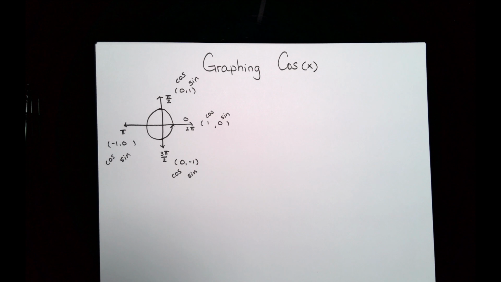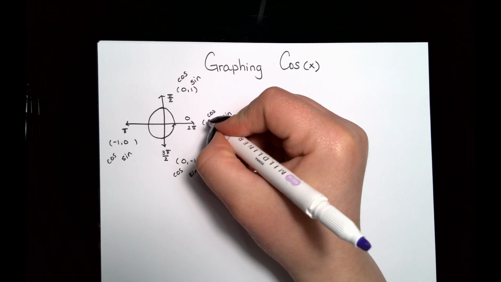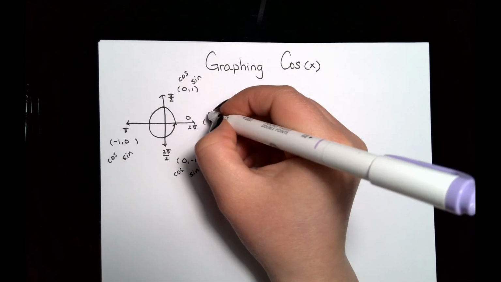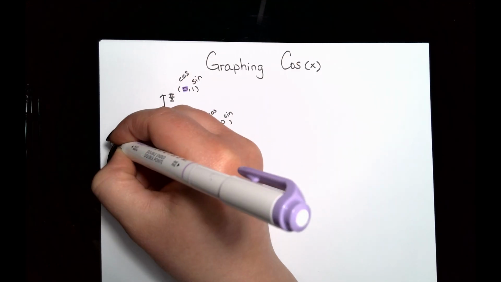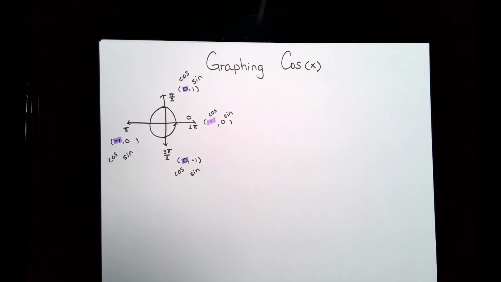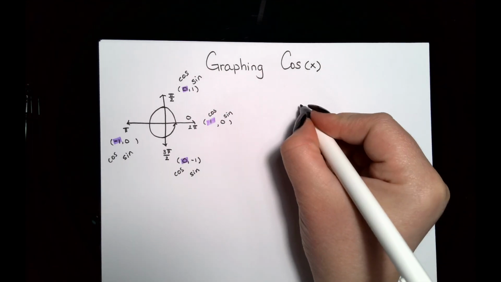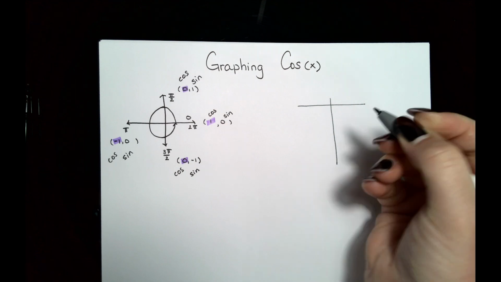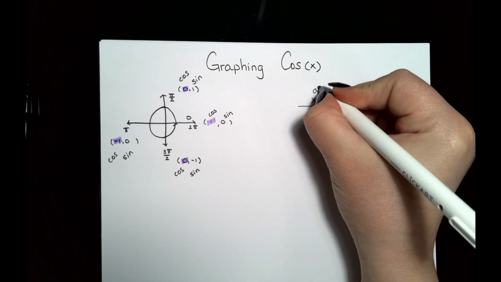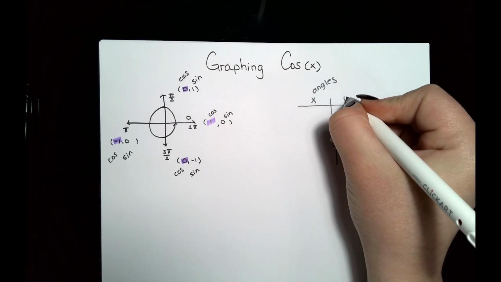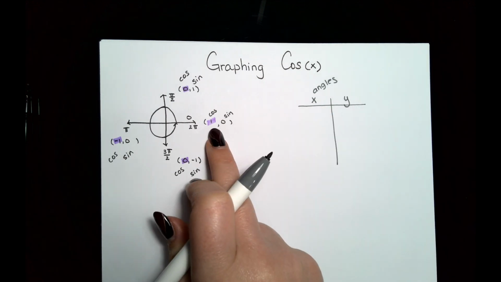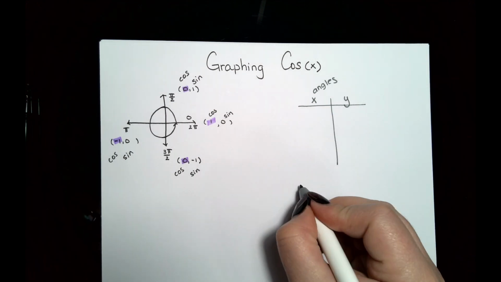Each of these angle measures have a location, which is our x and y, so x comma y. Now we are graphing cosine, so we're going to be focusing on the x values here. Let me highlight that. So we have 1, 0, -1, and 0. So the way that we create our t-table, our inputs are our angles, and our outputs are our values.